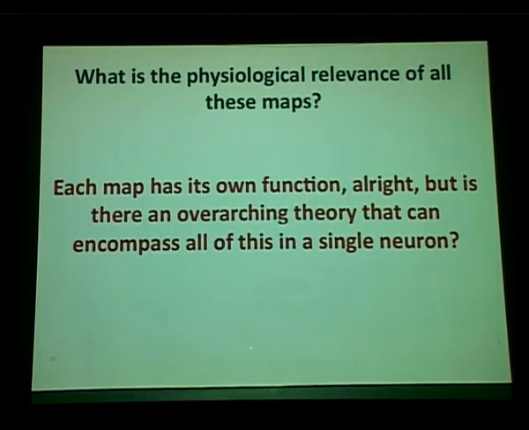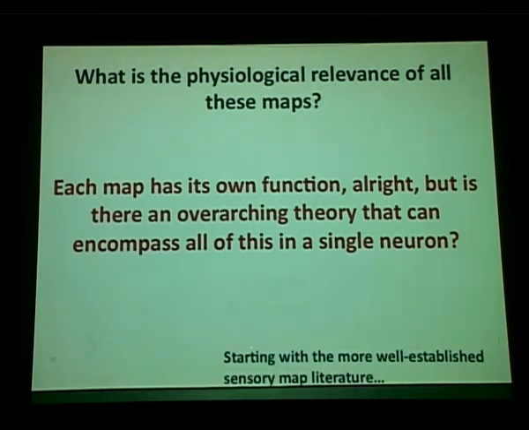But the question is, is there an overarching theory as to why all of these are present as gradients within a single neuron? All of these are not present in different neurons. We are studying them differently, but all of them are sitting in the same neuron doing something as a collective ensemble. The question is, what is it that it is doing, right? So we'll start with the more well-established sensory map literature and see if we can get some clues from there as to why this should be happening within neurons.